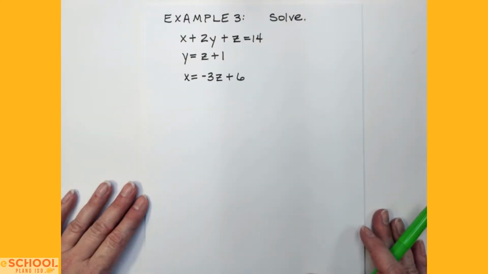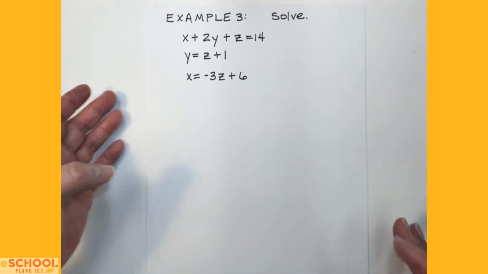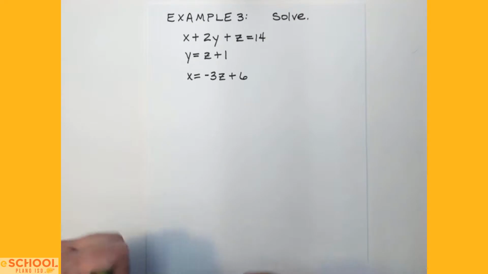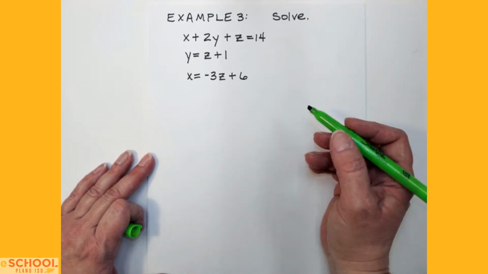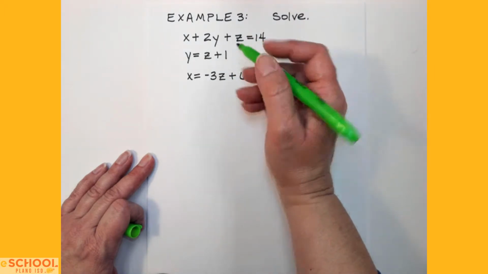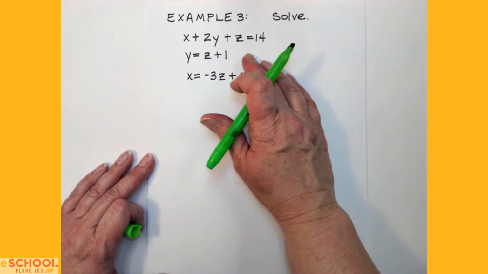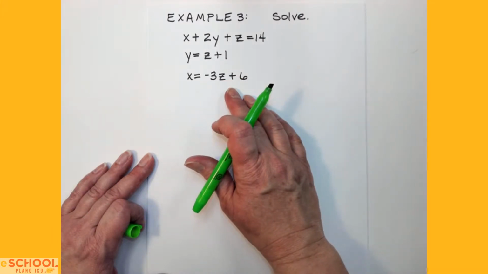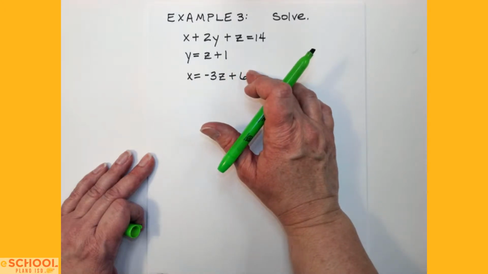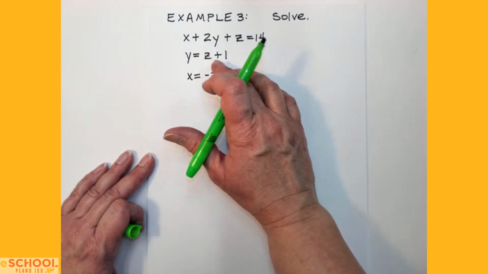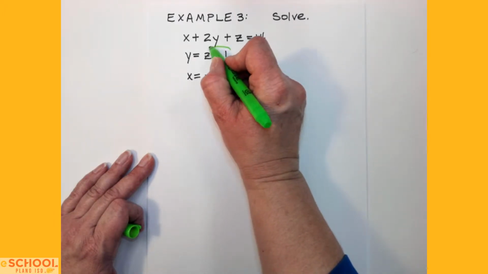You've been solving systems of equations with three variables, and we worked through example 2, but I want you to also notice here in example 3, we have something similar to what we had in example 2, where we have our three equations: x plus 2y plus z equals 14, and then y equals z plus 1, and x equals negative 3z plus 6. Again, these last two equations in our system only have one variable on the right side of the equation. So what we're going to do is substitution again.